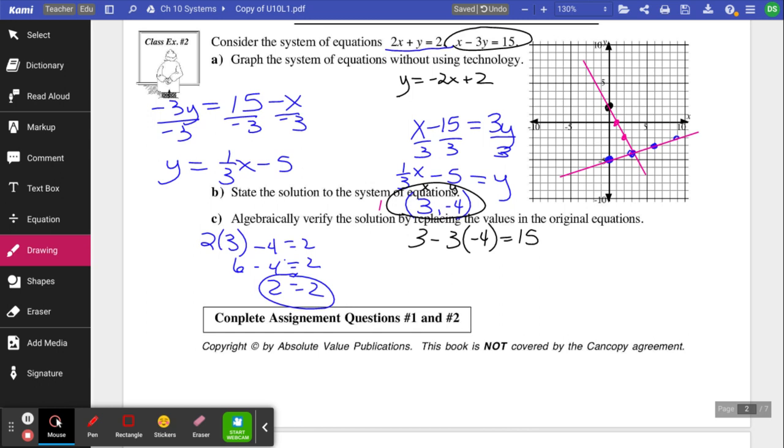Okay, where'd you get the 3 though? Oh, I see. So I'm using this one here. I'm taking the x and replacing the x with a 3, and replacing the y with a negative 4. Y'all on it? Okay, good. 3 plus 12, is that true? Does this work? Yes, 15 does equal 15.